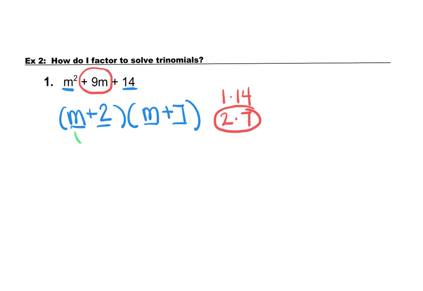And so to show you, if I were to FOIL this again, I would have m times m is m squared.